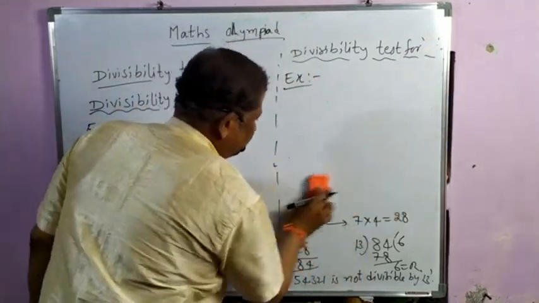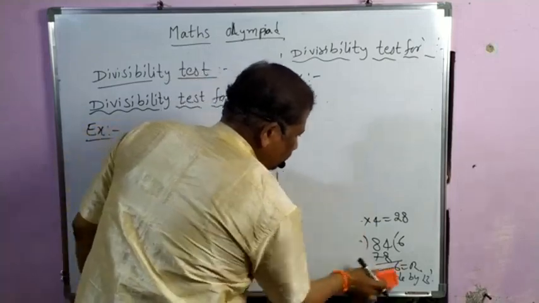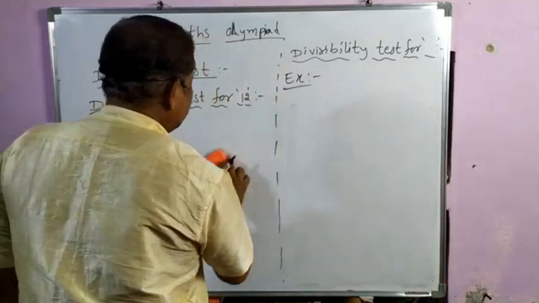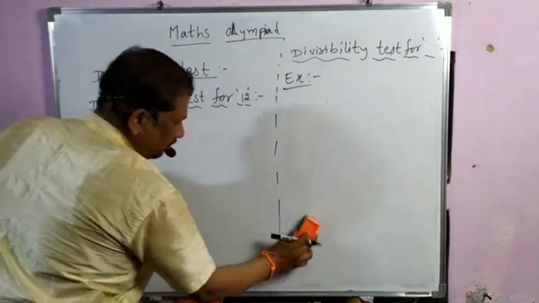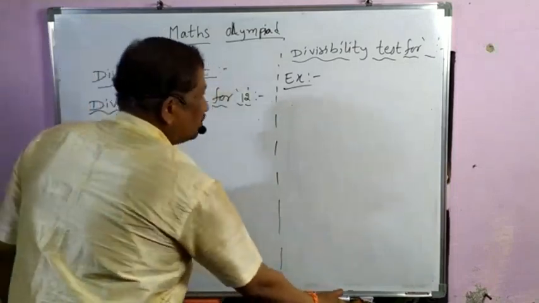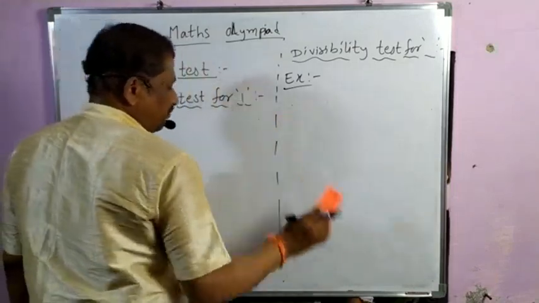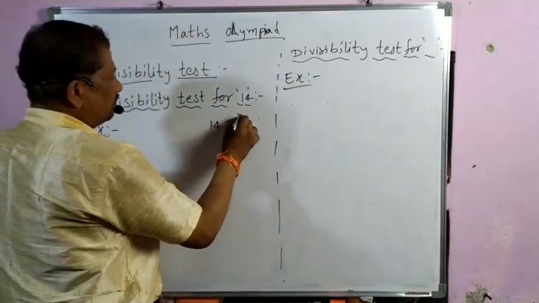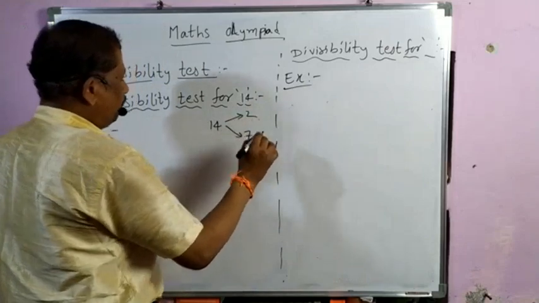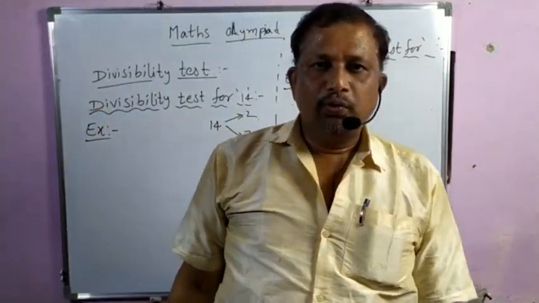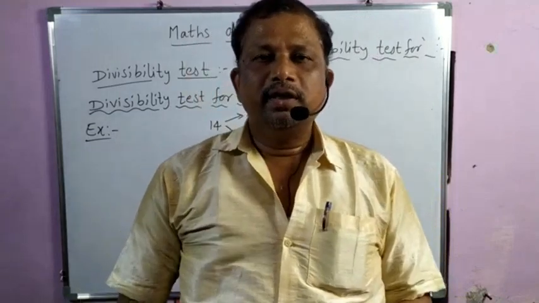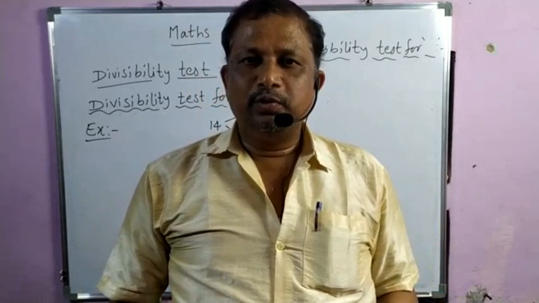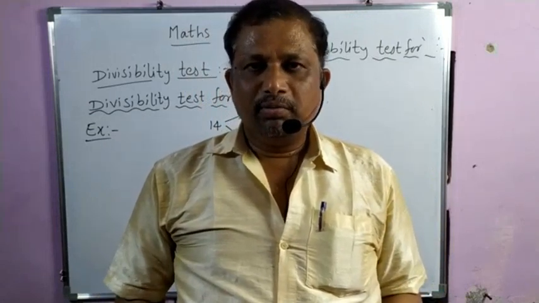Next, divisibility test for 14. What is the divisibility test for 14? First we have to take the factors of 14. What are the factors of 14? 7 twos are 14. So the factors of 14 are 2 and 7. What is the divisibility rule for 14? If the given number is divisible by 2 as well as by 7, then the given number is divisible by 14.